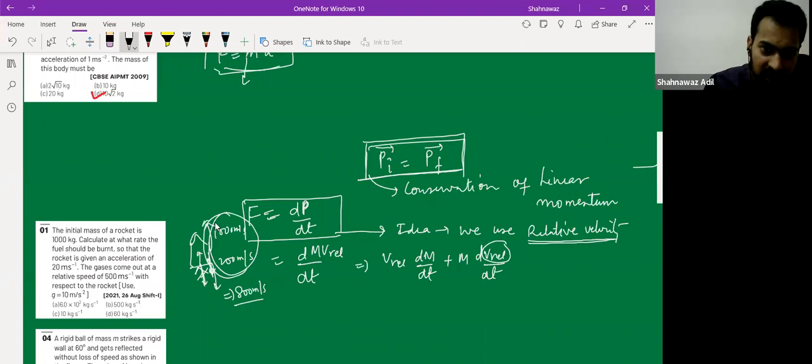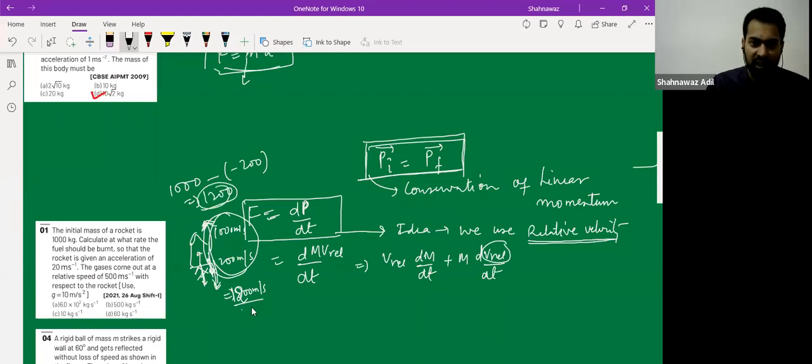Okay. So if this is going this way and the gas is going this way, so this will be 1200. So 1000 minus 200, so this is 1200, right? So 200 meter per second relative velocity.